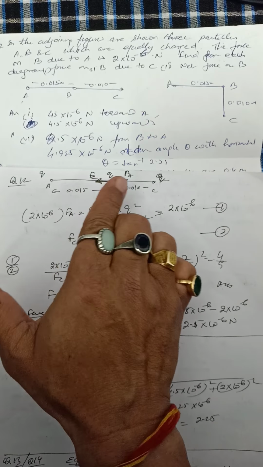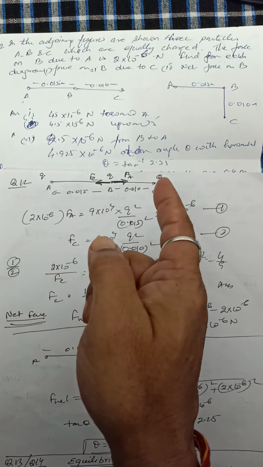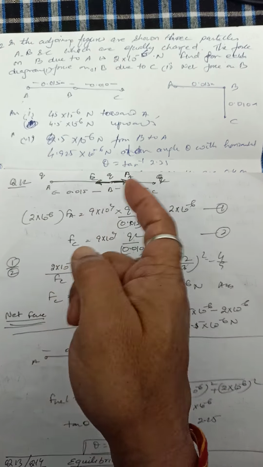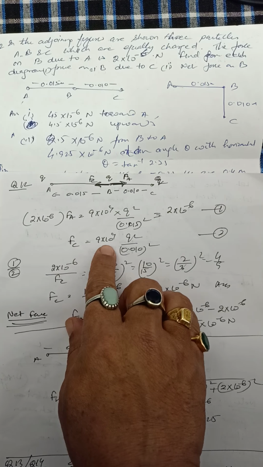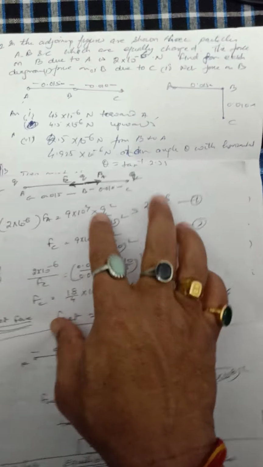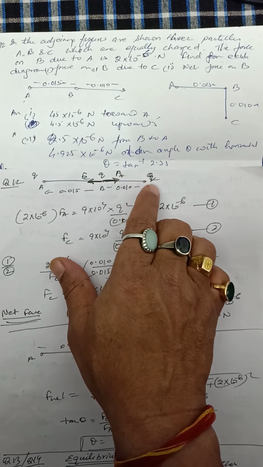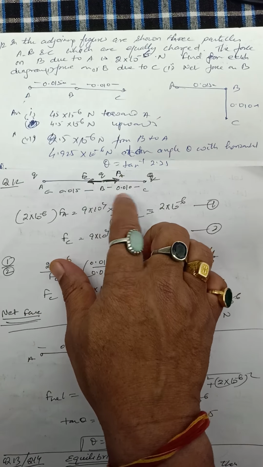Now C is applying force on B towards left. C will repel B towards left. Both are equally charged, both positive, and positive charges repel. So finding the force due to C on B, apply the formula 9 × 10^9 Q1 Q2 by distance square. Now Q1 is Q, Q2 is also Q. Distance is 0.010 square. Divide both the equations. 2 × 10^-6 upon FC is equal to 9 × 10^9 cancels out, Q square cancels out, we get 2 by 3 whole square, that is 4 by 9. On cross multiplying, the value is 4.5 × 10^-6 Newton.